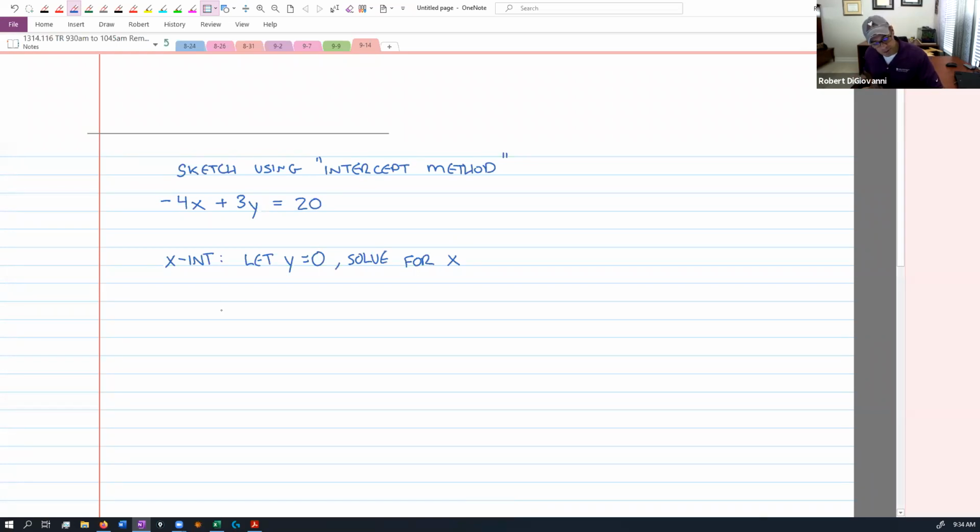So if I take this equation, negative 4x plus 3y equals 20, and replace the y with 0, then all I have is an equation with one variable in it, because the 3 times 0 goes away. And so you're left with negative 4x equals 20. And then you just solve this little equation by dividing both sides by -4. And you get x is equal to -5. So what that means is I have a point on my graph. I know the x coordinate is -5 and the y coordinate is 0. This is a point.